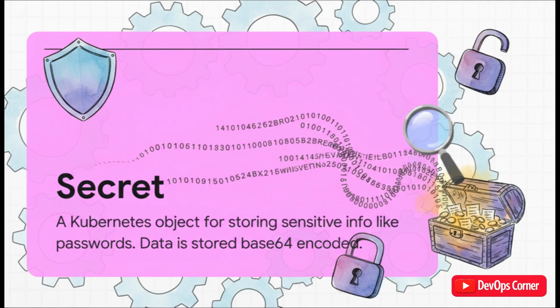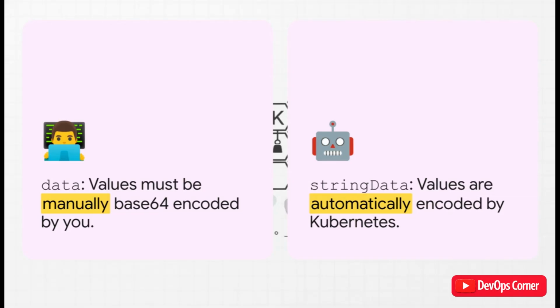It is designed from the ground up to hold sensitive data, and to provide a basic layer of obfuscation just to keep it from being human-readable at a glance. Kubernetes stores the values inside a secret as base64 encoded strings. Now, I'm going to let you in on a pro tip that's going to make your life way easier.